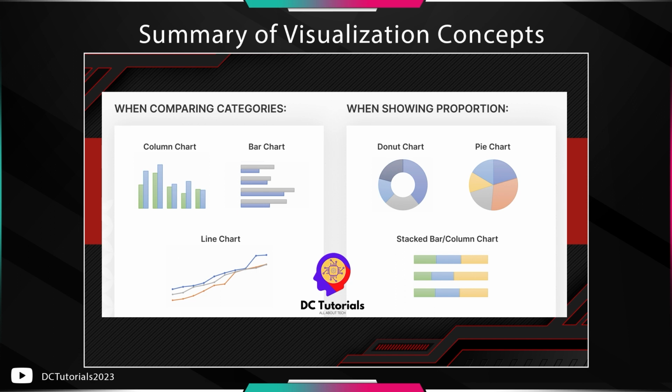So in this lesson, we have learned some of the data visualization concepts. When we are trying to compare categories, we use bar chart, column chart or line chart. Line chart is used when we have time components in our data. While when we want to show proportion, we will use pie chart, donut chart, or stacked bar or stacked column chart. I hope you've learned something.